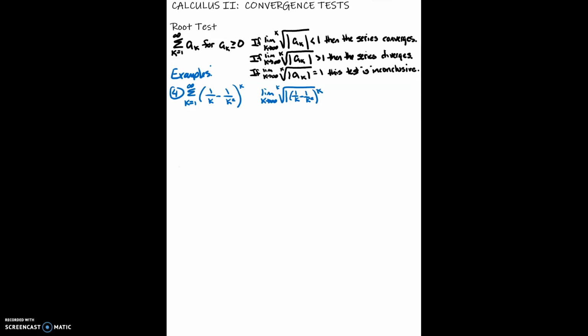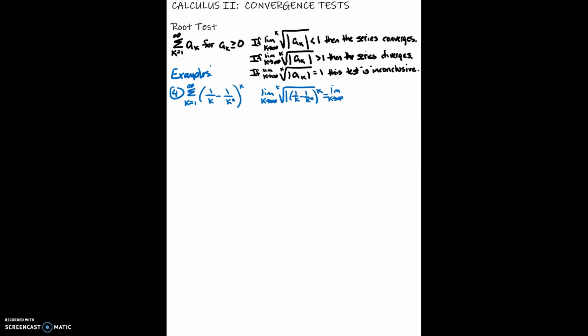Notice again, I'm not putting an equal sign there. This is not equal to the limit, right? I'm going to evaluate the limit to tell me what's going on with the series. All right, so what can we do here? Well, quite easily. In this case, I have a k as an exponent, k as an index. Those are opposite operations. They will go away in the next step.